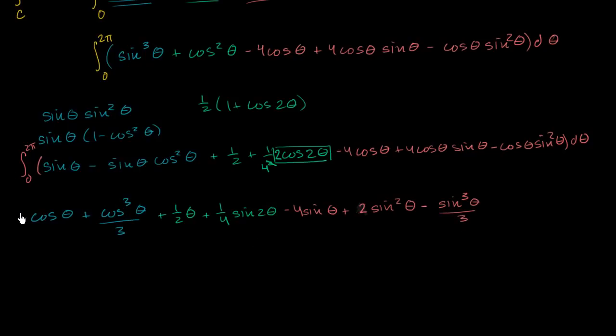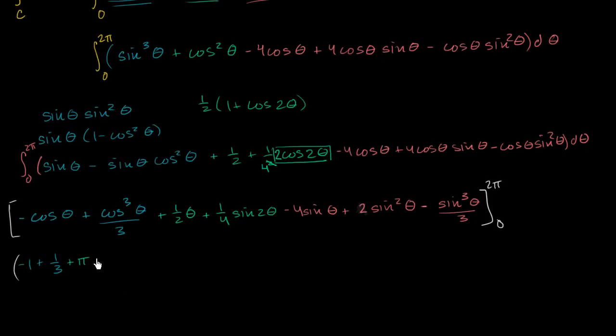And we need to evaluate this entire expression between 0 and 2 pi. So let's see how it evaluates. So first let's evaluate everything at 2 pi. This evaluated at 2 pi is -1. This evaluated at 2 pi is 1/3. This evaluated at 2 pi is just going to be pi. This evaluated at 2 pi is 0, because sine of 4 pi is going to be 0. This evaluated at 2 pi is going to be 0. This evaluated at 2 pi is going to be 0. And this evaluated at 2 pi is going to be 0. So that's a nice simplification. So that's everything evaluated at 2 pi.